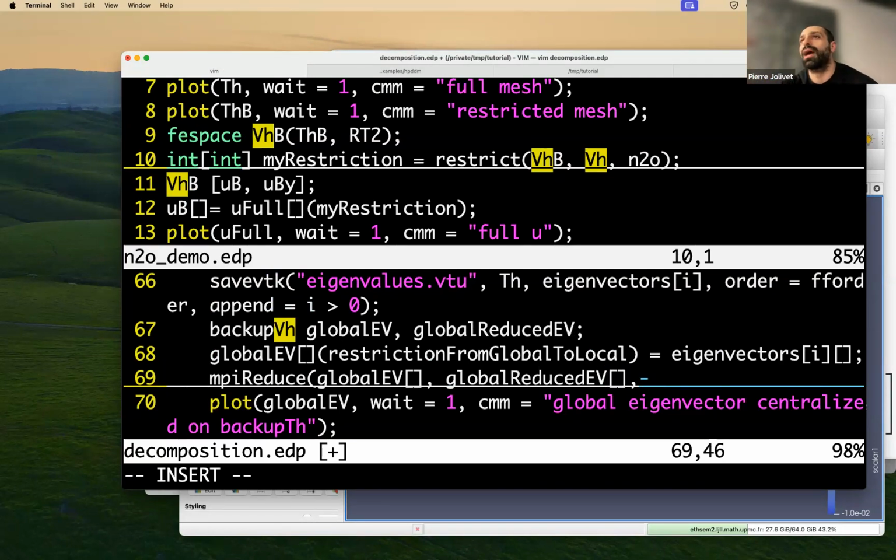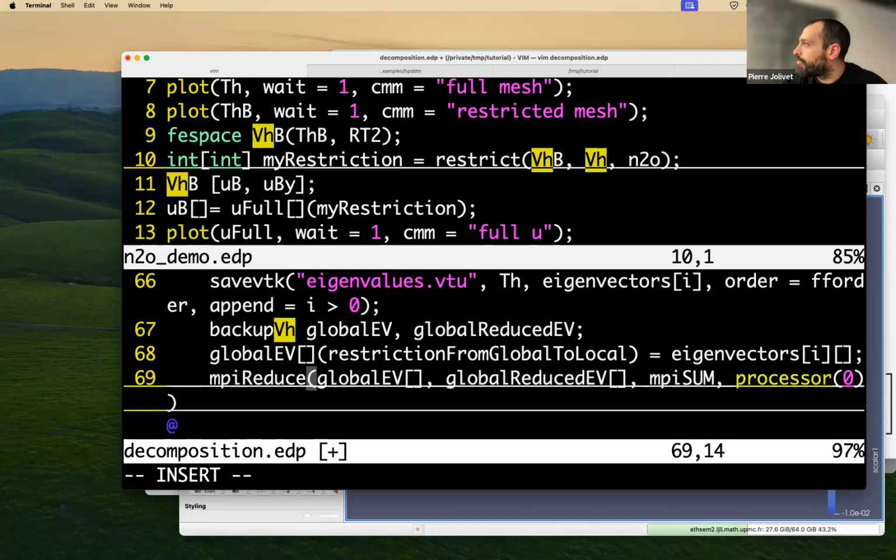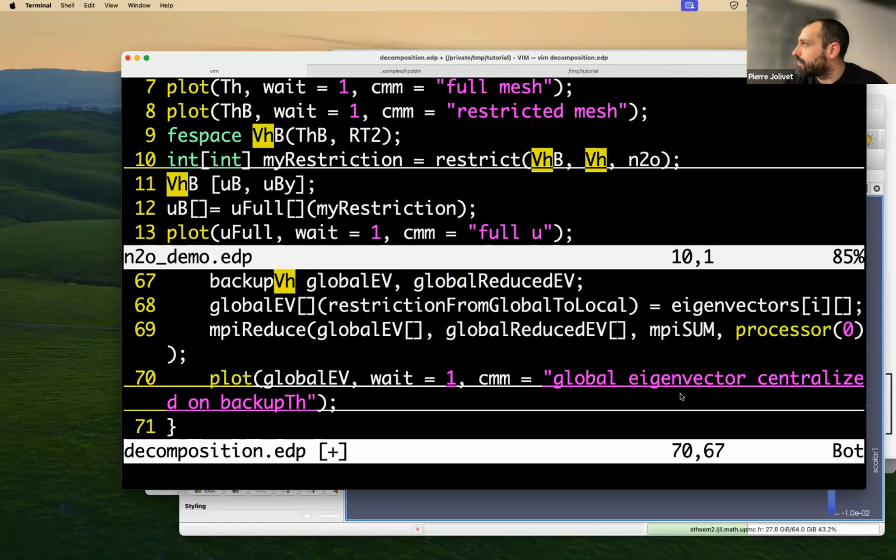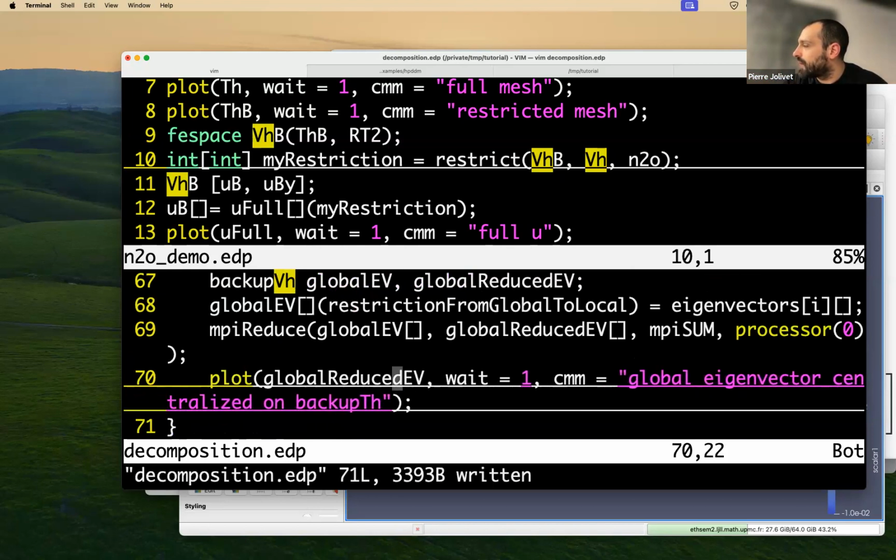And so when you do an MPI reduction, you can either do a sum, a max, a minimum, Boolean or, Boolean and, and so on and so forth. In this case, we just want to sum the contributions. So we do an MPI sum. And we do the reduction and we centralize the result only on, let's say, processor 0. Okay. And so this is the global reduced EV.